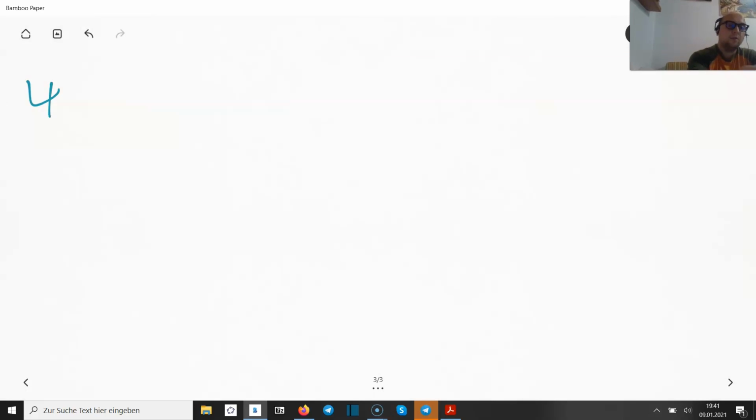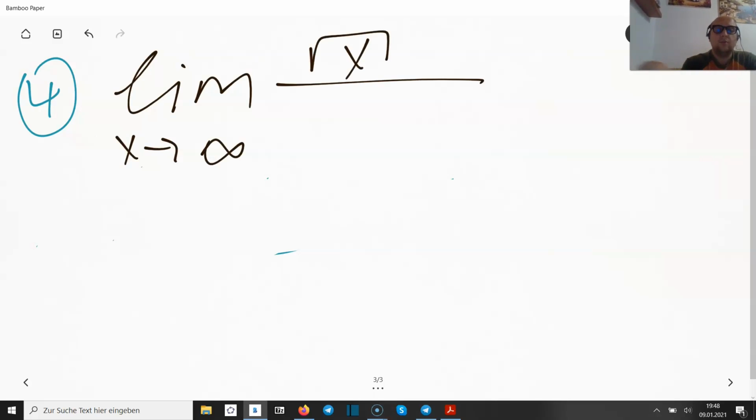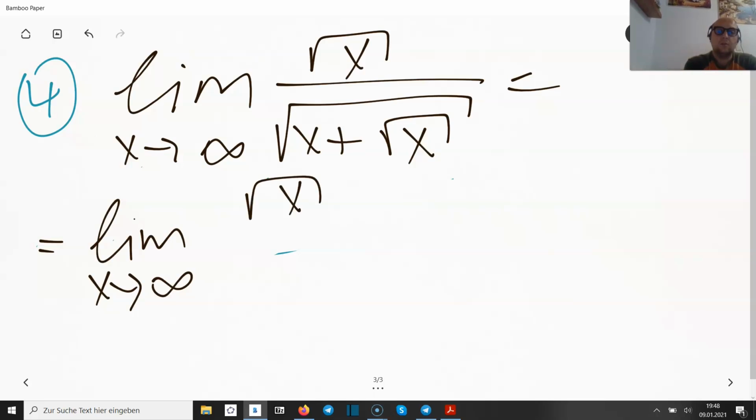And number 4, so the last one for tonight, is limit x towards infinity. We're having square root of x in the numerator and square root of x plus square root of x in the denominator. So how can we start? Well, we would like to cancel square roots. So let's somehow write it down. So I would like to take a square root of x outside. What would I have?